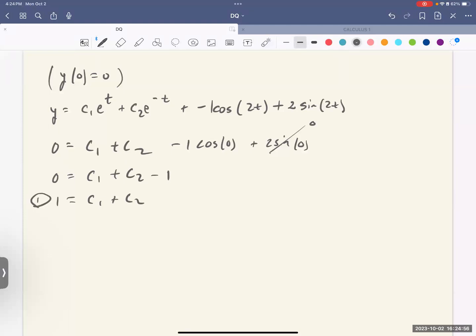Let's call that equation 1: 1 is equal to c1 plus c2. Then with y prime of 0 being 0, we need the derivative of our current solution and then plug in 0.